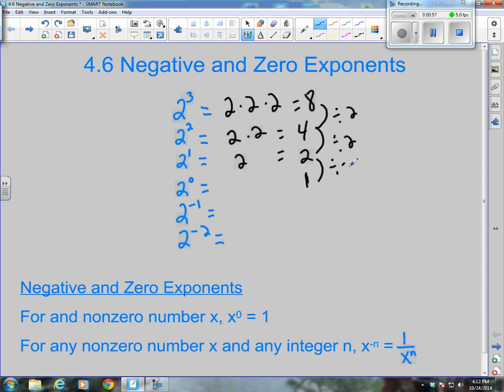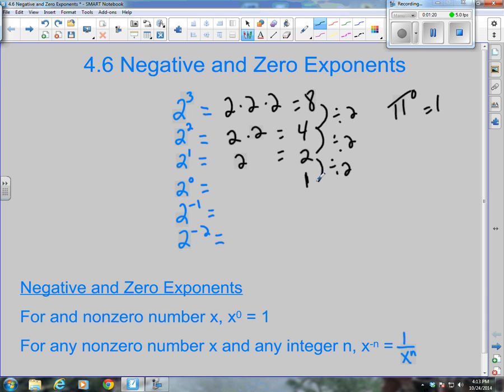I'm dividing by 2. So that means anything, and let's get to our first rule, for any non-zero number x, x to the 0 is equal to 1. Any number to the 0 power is equal to 1. Any number, pi, to the 0 power is equal to 1. Okay, anything, and that's easy to remember. Okay, but let's keep going.